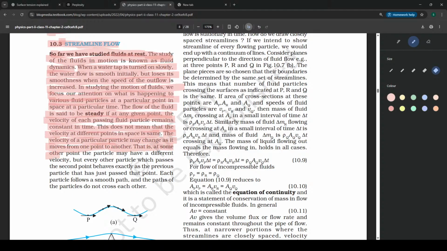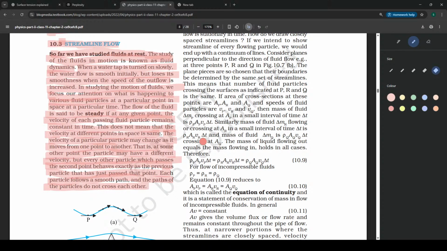That is, at some other point, the particle may have a different velocity, but every particle which passes the second point behaves exactly as the previous particle that has passed the point. Each particle follows a smooth path, and the paths of the particles do not cross each other. Basically, what they say is the study of the motion of fluid particles is known as fluid dynamics.